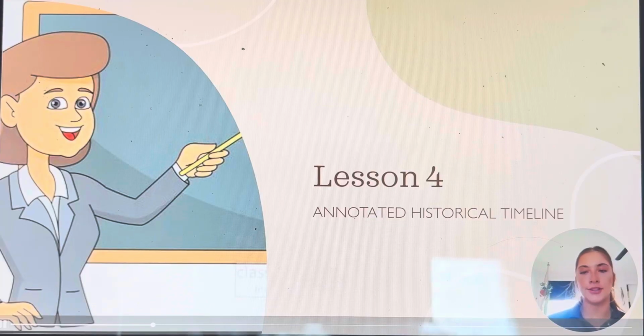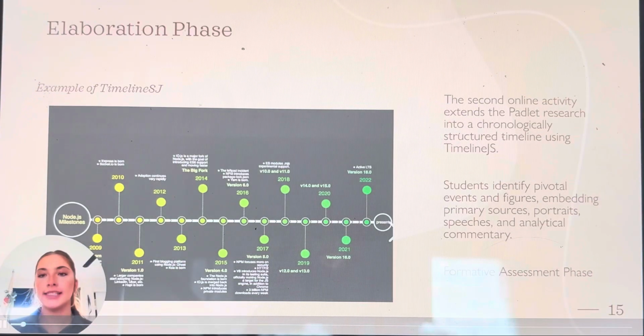Lesson 4 focuses on the elaboration phase of the 5Es inquiry model, that is the second digital tool-based activity. The second online activity extends the Padlet research into a chronologically structured timeline using Timeline.js. Students identify pivotal events and figures, embedding primary resources, portraits, speeches, and analytical commentary. This activity fosters higher-order historical reasoning, illustrating causal relationships, significance, and continuity.